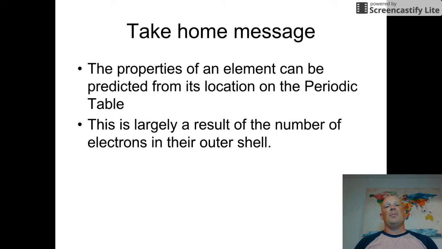So here's the take-home message. This is the big ideas from today from these first 2 videos. The properties of an element can be predicted from its location on the periodic table. If you know where it is on the table, you know how it's going to react with things. And this is largely the result of the number of electrons on their outer shell.